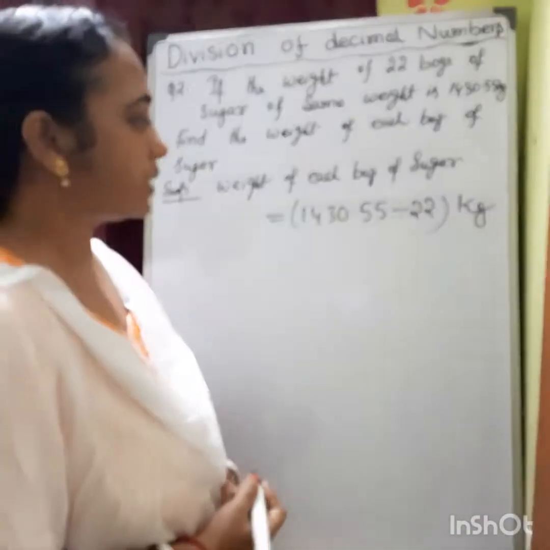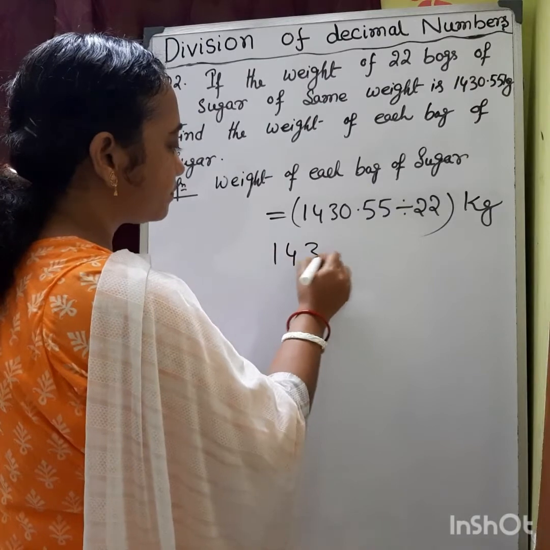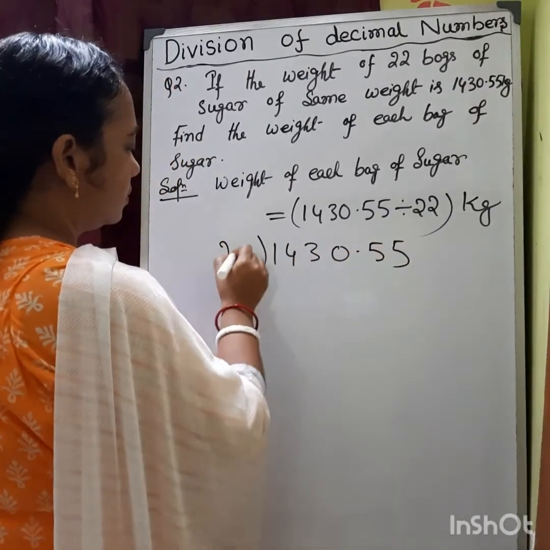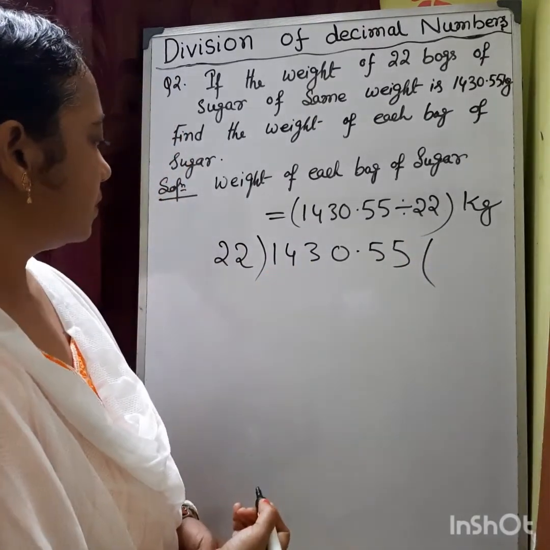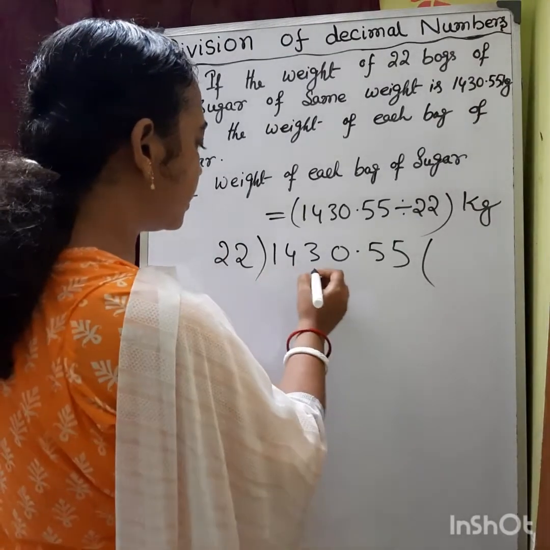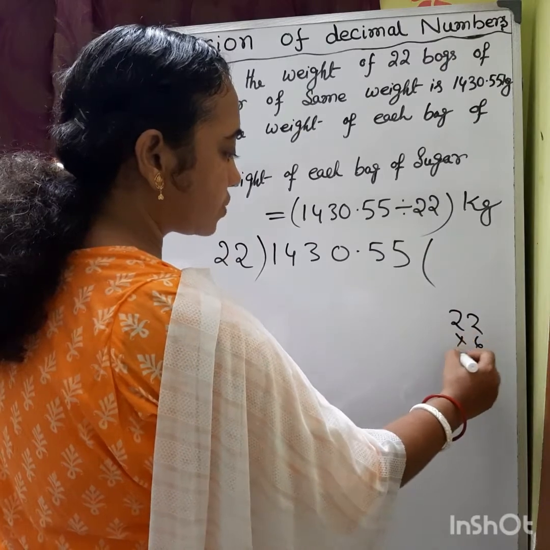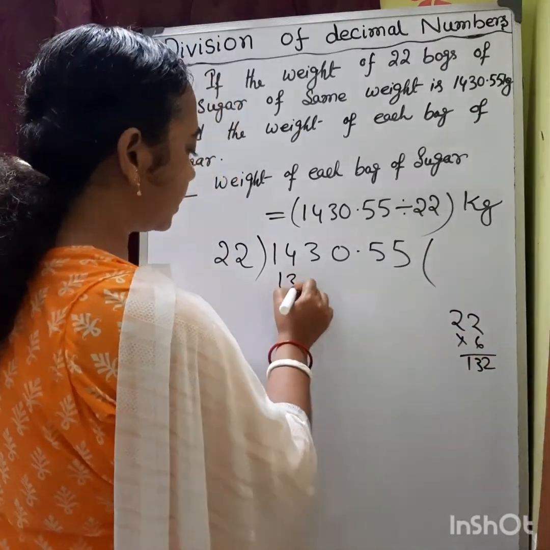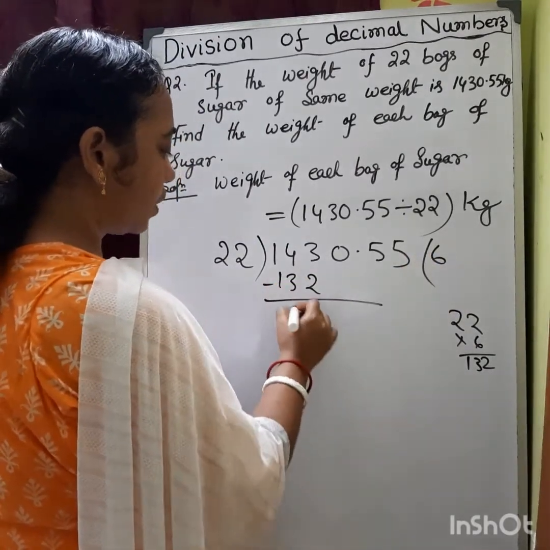So this is a decimal number and this is a whole number. We know how to divide a decimal number by a whole number. So let us divide them. The first 2 digits, 14, are less than 22, so we consider 3 digits. Now let us multiply 22 by 6. We get 132. Now we subtract them, we get 11.